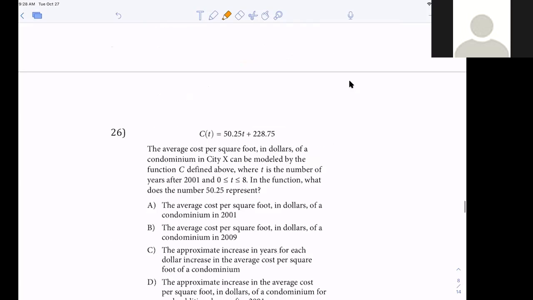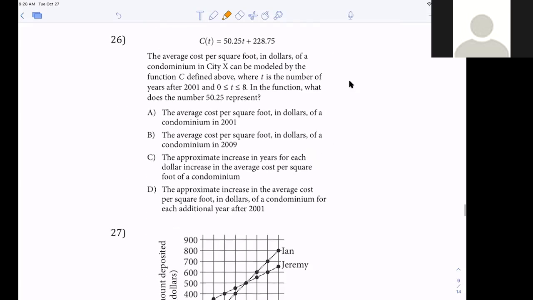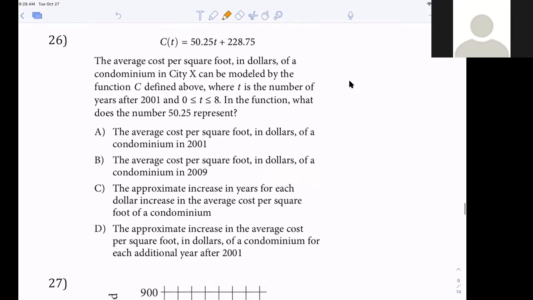Let's move to 26. Okay, they're asking about 50.25. I want everybody to make yourself a note here, please. 50.25. What is 50.25 referring to? It is the what? There's one word. It's called the slope. Slope, which means it is a change. They're looking for something that has to do with change.